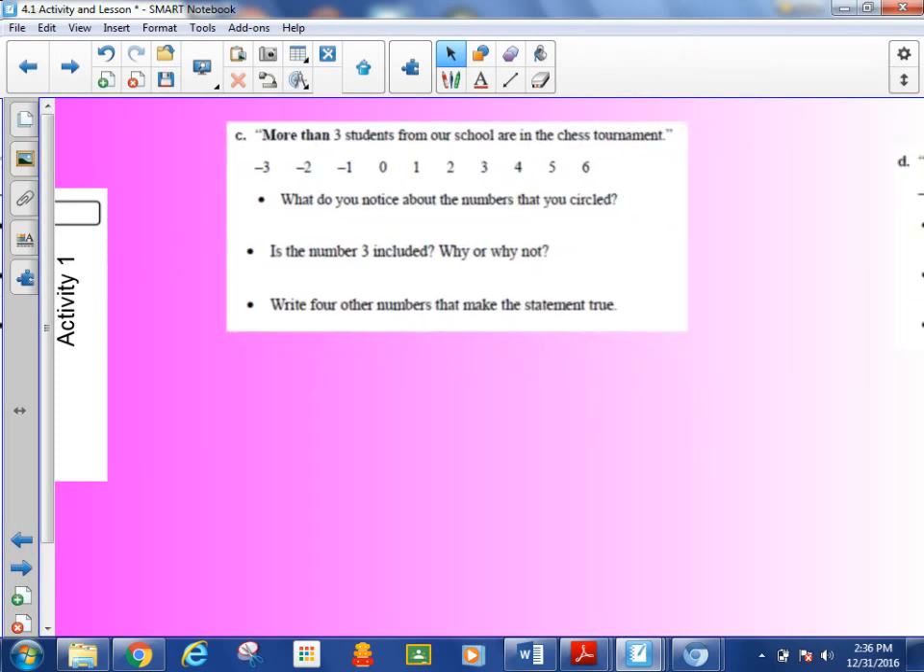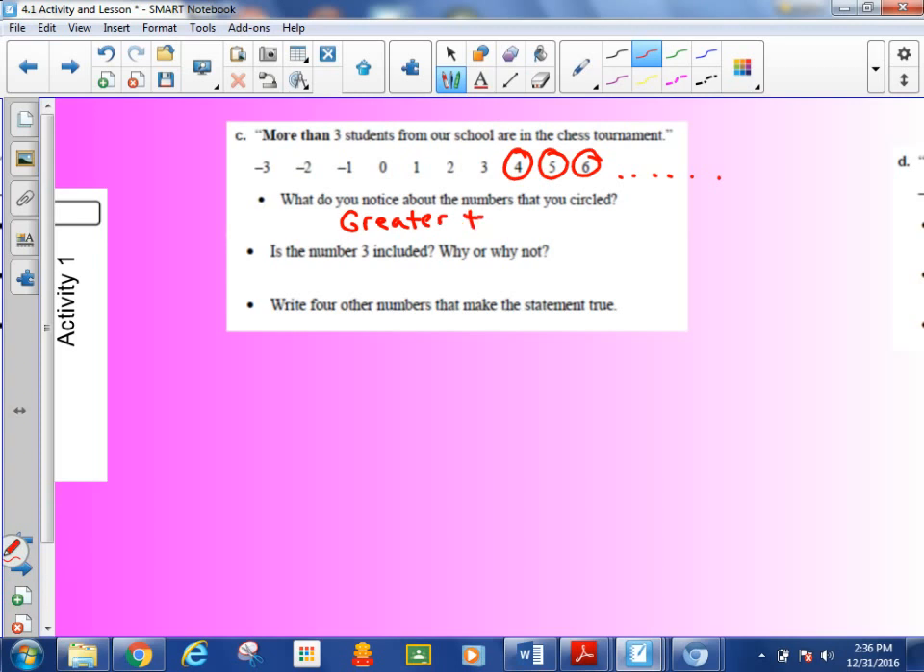All right, letter C. More than 3 students from our school are in the chess tournament. So could that include 3? No, because that's more than 3. So we know any number that's more than 3. So here are the options that are given to us. What do you notice about the numbers that you circled? Well, they're greater than 3. Is the number 3 included? No. Why wasn't it included? Because they were more than 3.